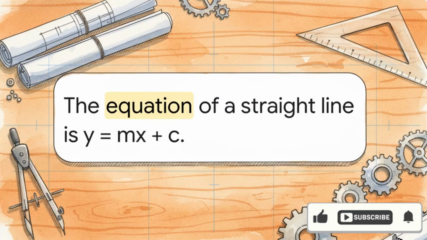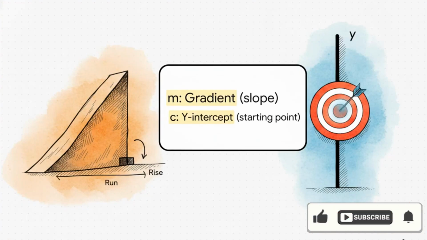And because this line represents a relationship, we can express it mathematically with the famous equation of a straight line, y equals mx plus c. Now, look, if you haven't taken algebra in a while, formulas can seem a little intimidating, but I promise you, this isn't a scary equation at all. Think of it as a very reliable set of instructions. Let's break those instructions down.